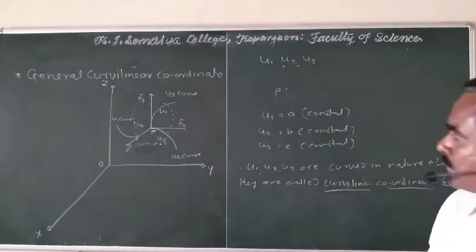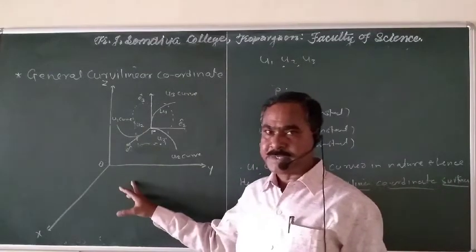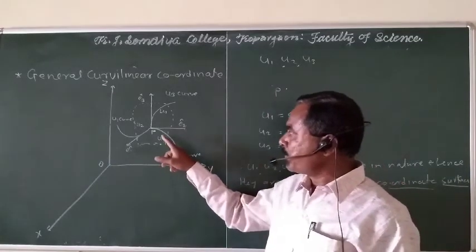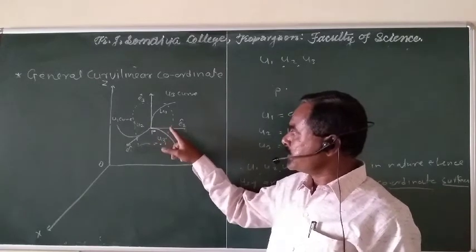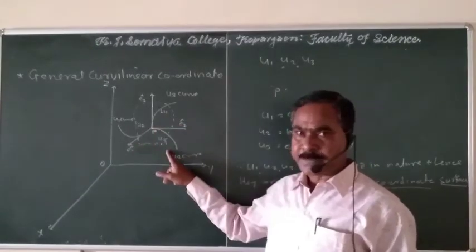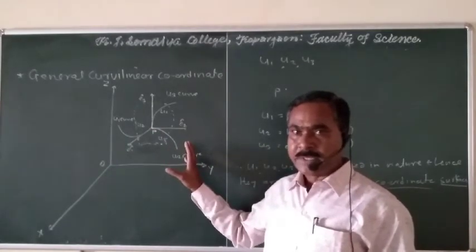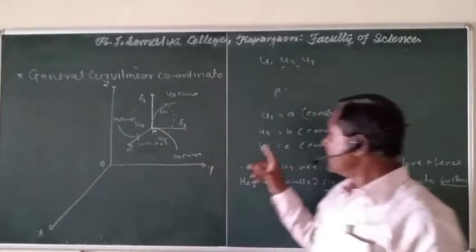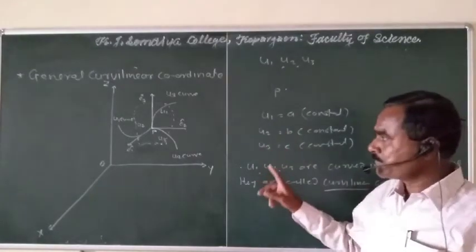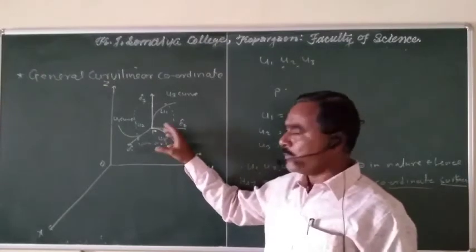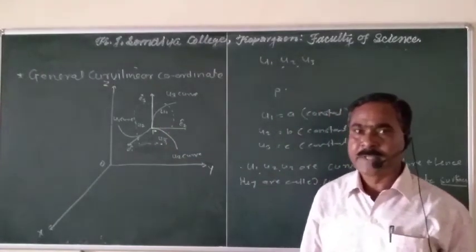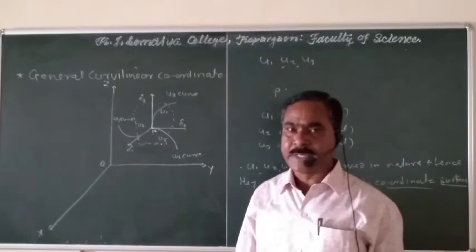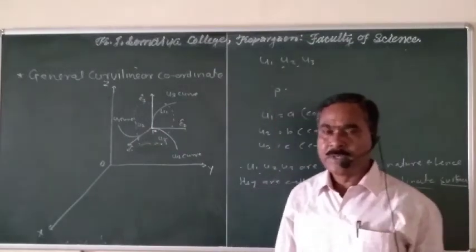So here we have considered the Cartesian coordinate system having coordinates x, y, z and origin O, and for the curvilinear coordinate system we have to consider three surfaces: the u1 surface, u2 surface and u3 surface. These three surfaces intersect, or pass through, point P. When these three surfaces intersect each other, that gives the coordinate curves.